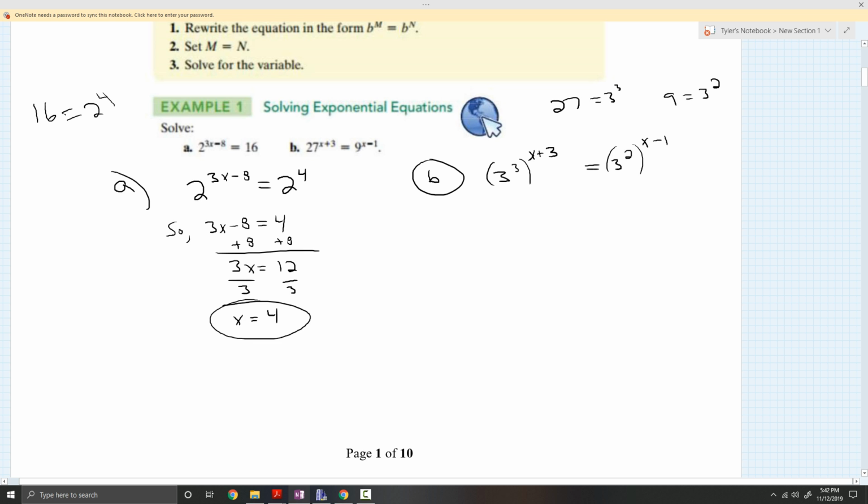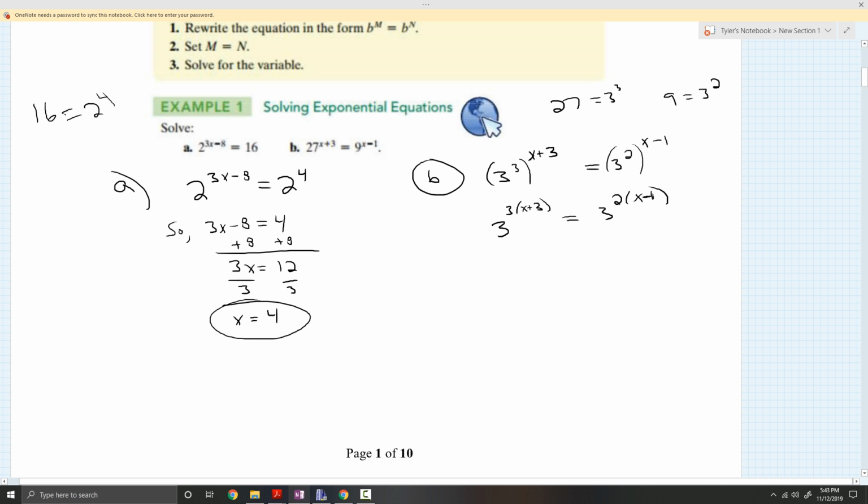Now, since we have a power to a power, I can simplify this to get it in the form I would like by multiplying the exponents. So this would be 3 to the 3 times x plus 3 equals 3 to the 2 times x minus 1. That's the power to power rule, and we reviewed that in the last section, where we looked at properties of logs. We reviewed some common exponential rules very quickly.